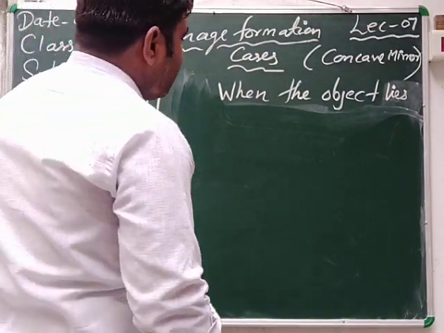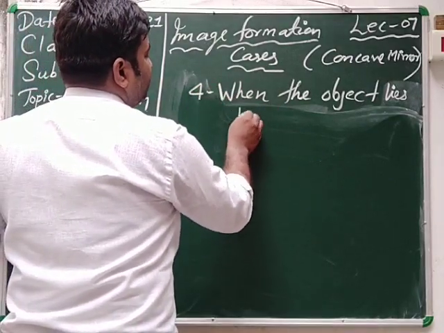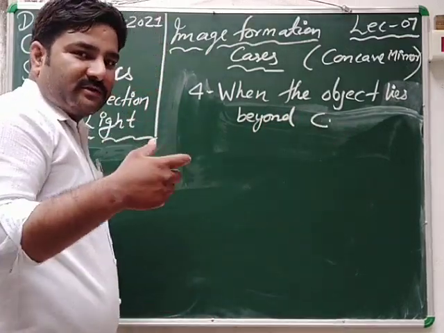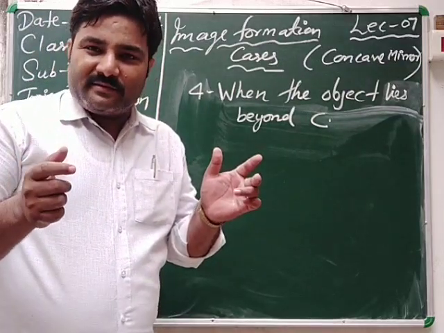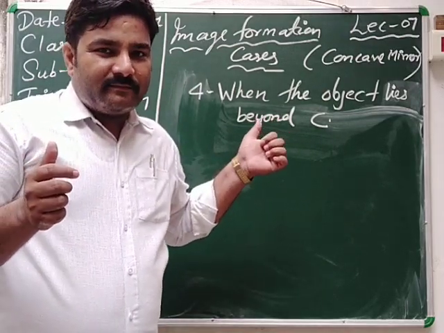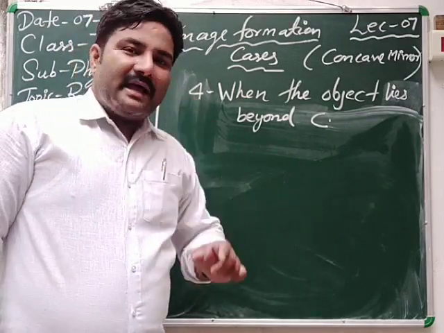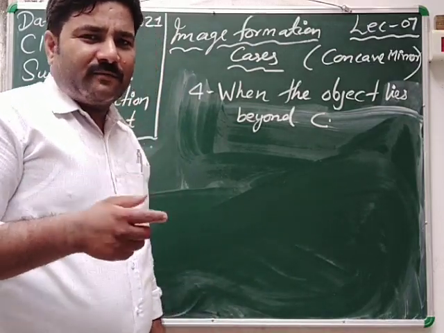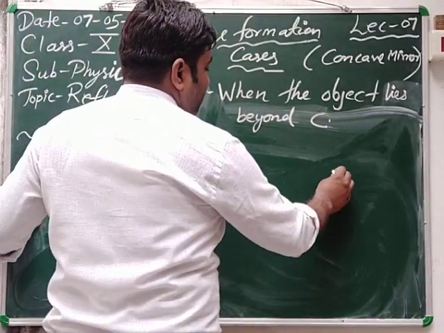Just see number 4 case, when the object lies beyond C. Just opposite of this one, third. Just earlier explained what? When the object lies between F and C, then image found where? Beyond C. And here object what? Lies beyond C. Then where the image forms? In between F and C. Very simple. Either C or you say that 2F distance. 2F, that is twice of focal length, no matter. Both the concept is the same.